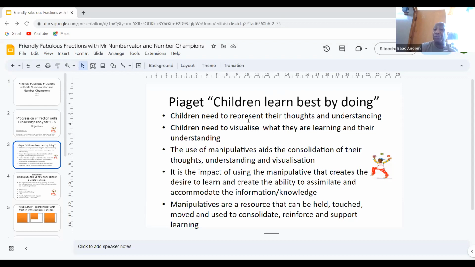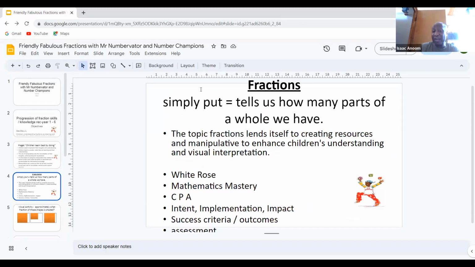But it's actually getting children to physically move, to make sense, to consolidate their thinking and to visualize what they're doing. What are fractions? Well, to put it simply, fractions tell us how many parts of a whole we have.